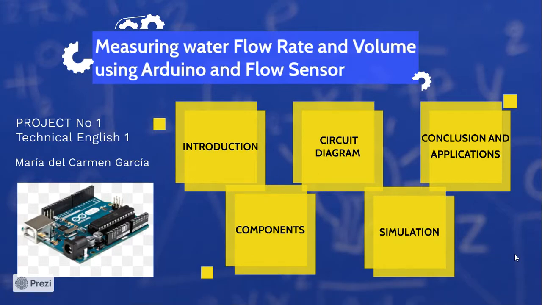This is the project number 1 for Technical English 1 course. Today we're going to talk about measuring water flow rate and volume using Arduino and a flow sensor. We will start with an introduction about the project.